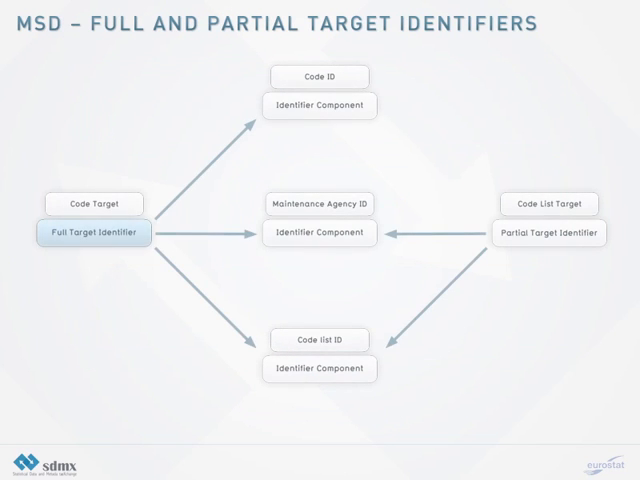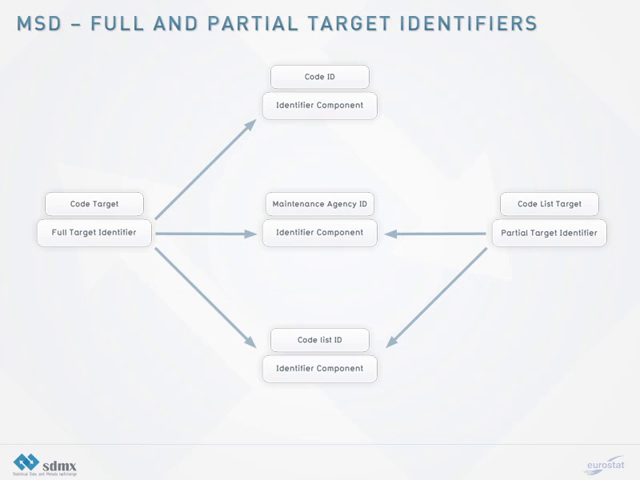The full target identifier specifies all of the identifier components in the scope of this MSD, whilst the partial target identifier identifies a subset of the identifier components to which metadata attributes may be attached.